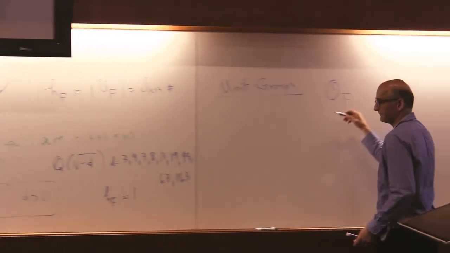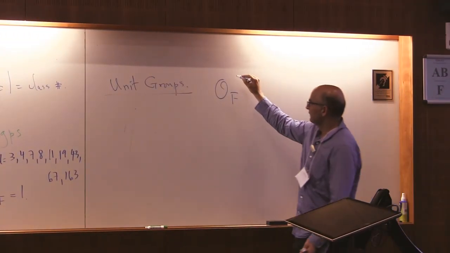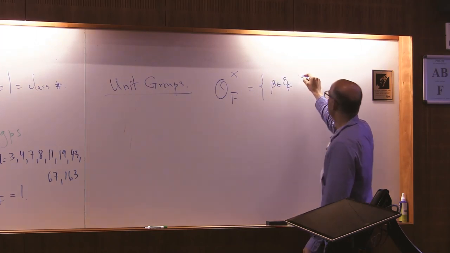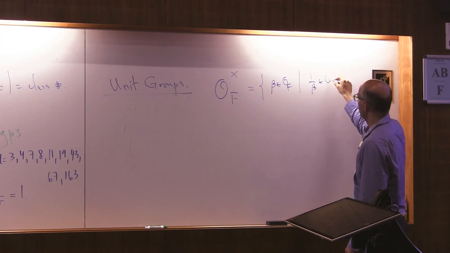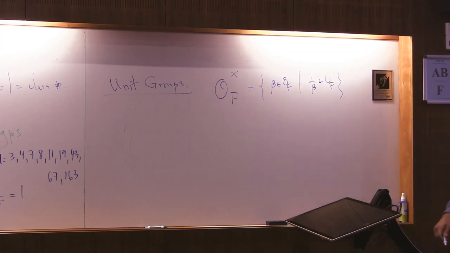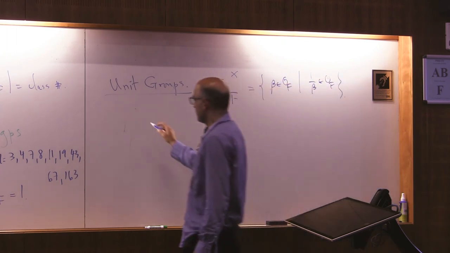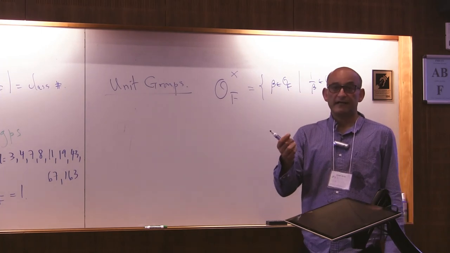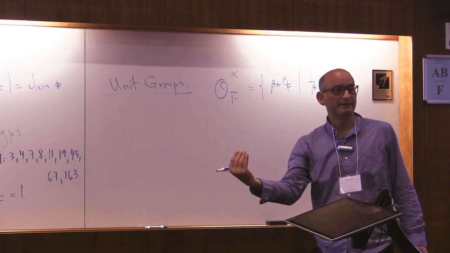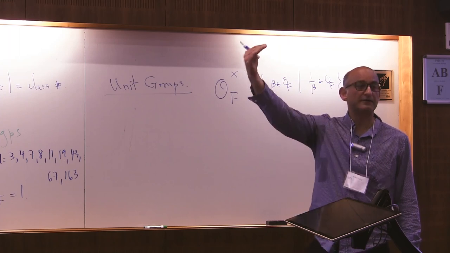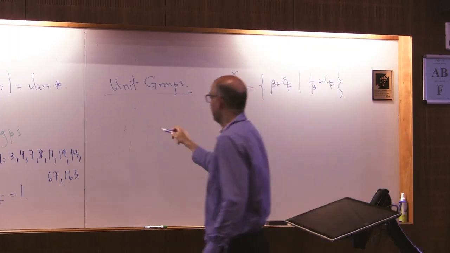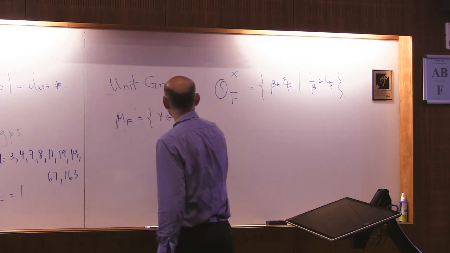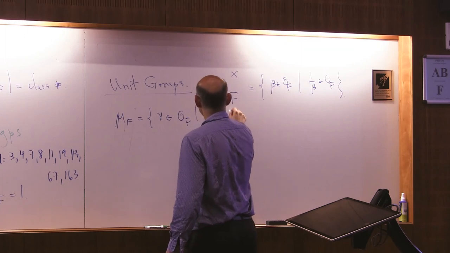So, the unit group. The first thing you want to know about a ring is what happens when you look at the invertible elements. These are the β in O_F such that 1/β is also in O_F. It turns out that, first of all, you may have some roots of unity, like negative 1; negative 1 squared is 1. A number is called a root of unity if some power of it is equal to 1. And so we say μ_F, these are the γ in O_F such that γ^k is 1 for some k.